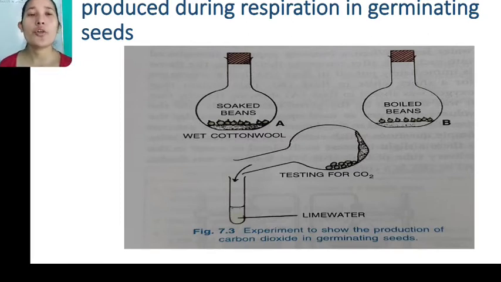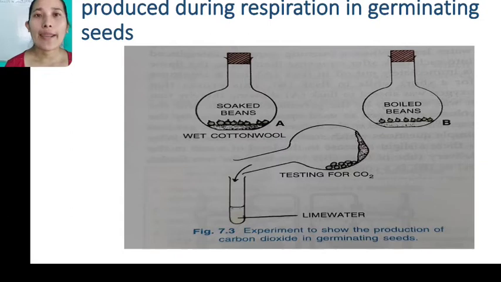In the round bottom flasks, setup A is your experimental setup, setup B is your control, because in case of setup B you have boiled beans. Boiled beans are not going to carry out any kind of respiration, right? So setup B is your control and setup A is your experimental setup. In both the flasks you have placed wet cotton wool, and then in flask A you have placed soaked beans because those would undergo germination, and in flask B you have placed boiled beans. No respiration is going to take place.